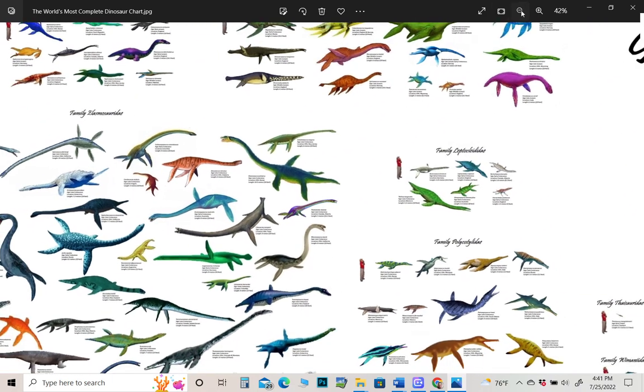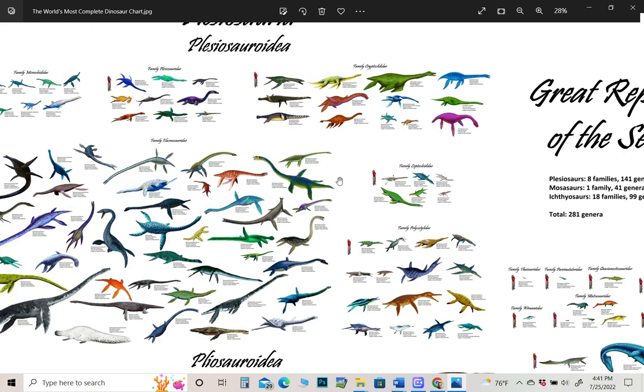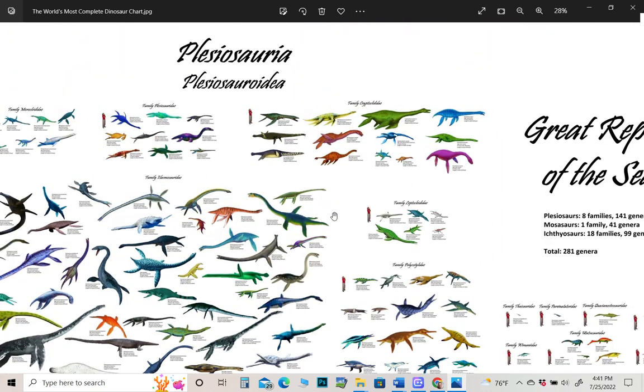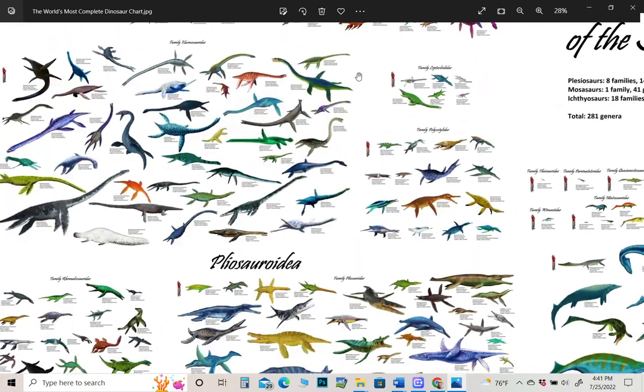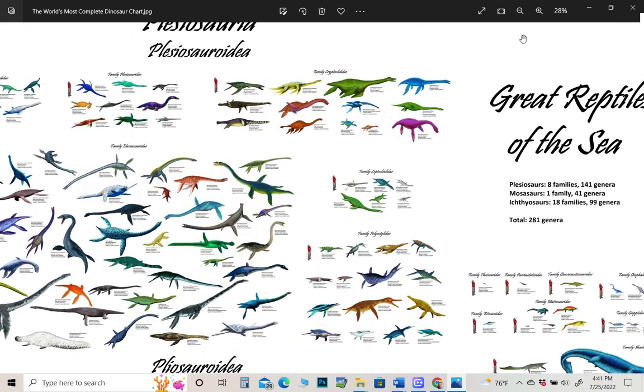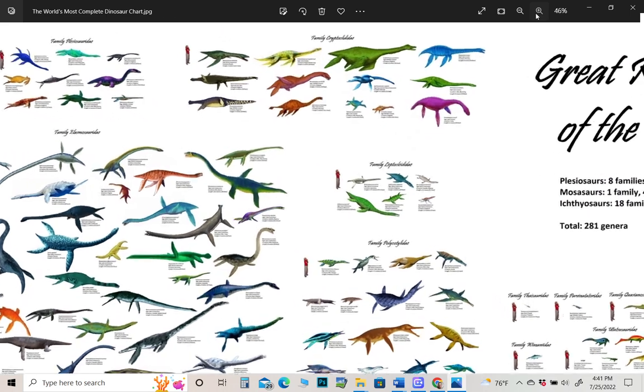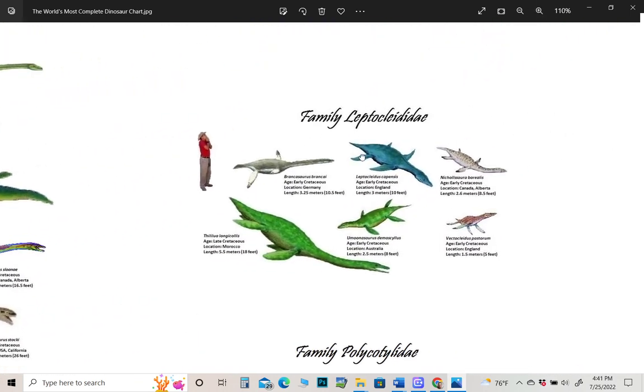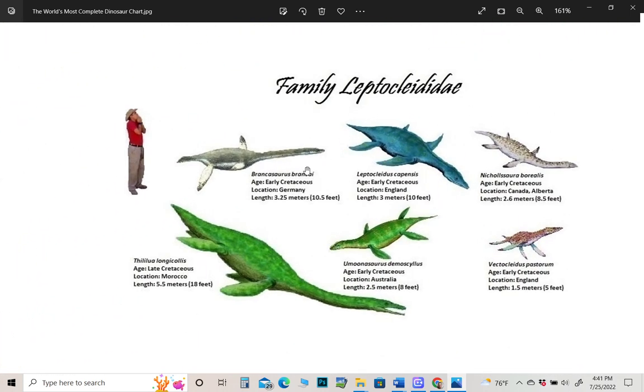By the way, there are 6 families of Plesiosauroids proper, and then 2 families of Pliosauroids. Both are Plesiosaurus in the general sense, but we see the long neck Plesiosaurs and the short neck Plesiosaurs. The Elasmosaurus is a bit jumbled up, so I'm going to read those last.